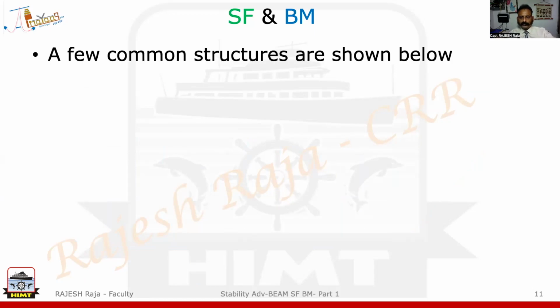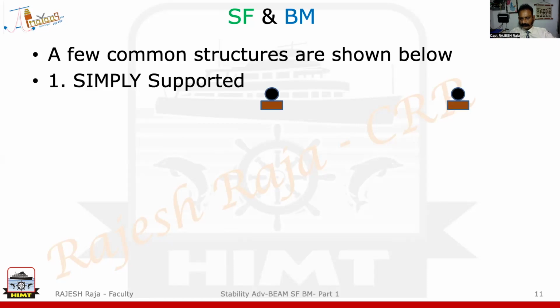Okay. Before I go into the definition or the explanation of SF and BM, let us quickly look at a few common structures which are possible to you on board also. And if you ask me, they are possible at home also. Let us quickly look at it. Not necessarily at home, it will be on the land also, anywhere near your house also. This is what is called simply supported, okay, which means that I have two supports at the extreme ends of a beam or a ship or whatever you want to call it. This is simply supported, okay, just simply supported. That means you are supported at the ends.